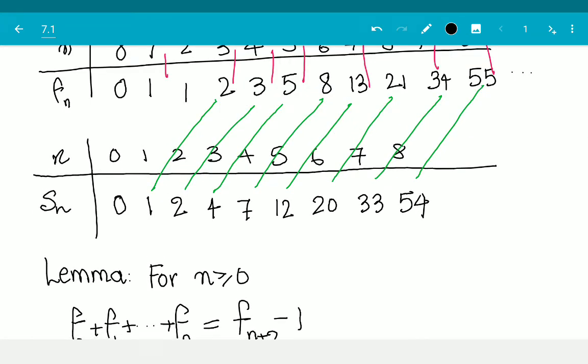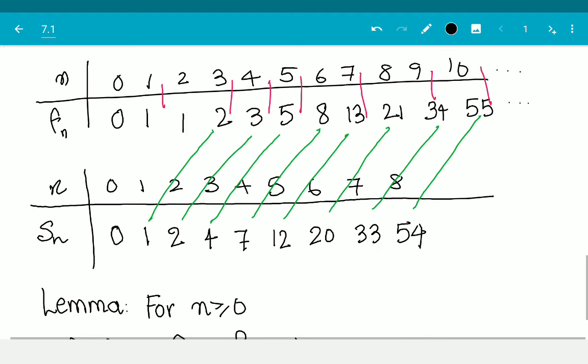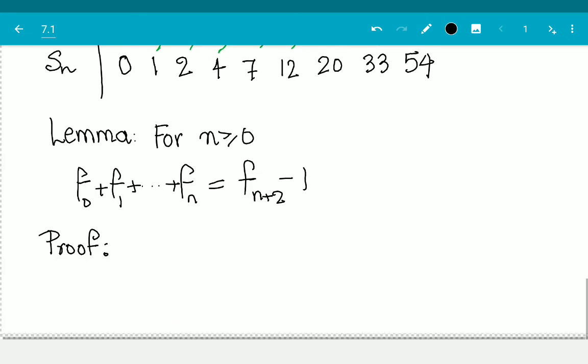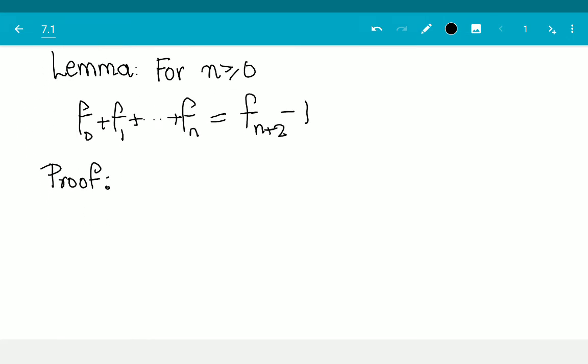At 8 the partial sum is 54, at 10 it was 55, so there it is matching up. At 7 it was 33, at 9 it was 34, at 6 it was 20, at 8 it was 21. Yes, so that is the correct partial sums that I'm looking at. I am going to prove this by induction.